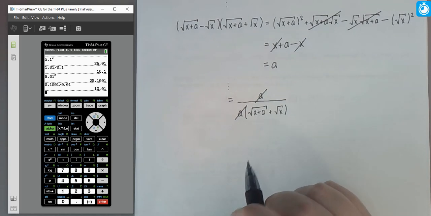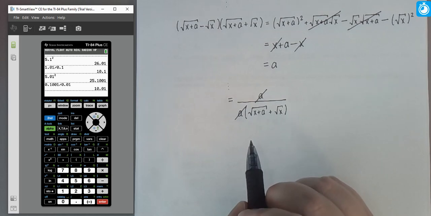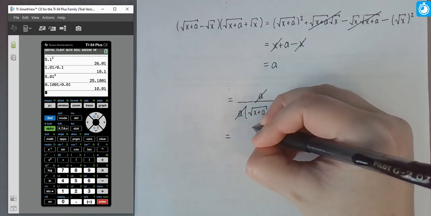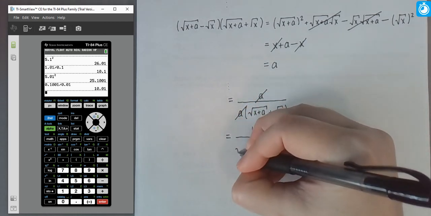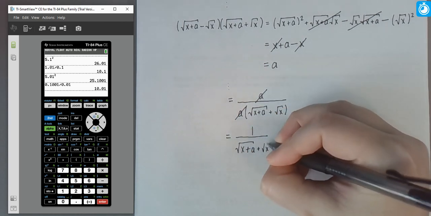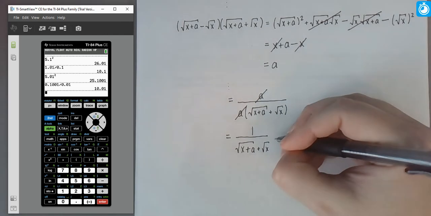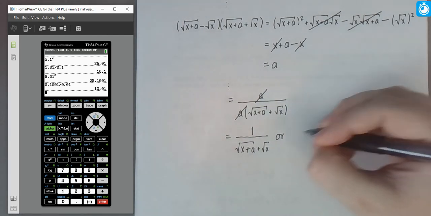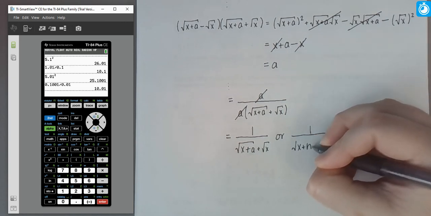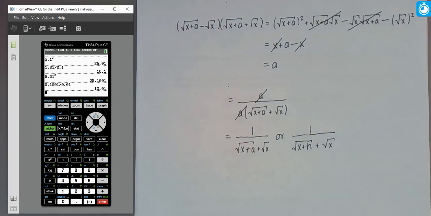What are we left with in the numerator though? Reducing is dividing. We're dividing something out. Division doesn't result in 0. Dividing something by itself results in a 1. So that means we have a 1 in the numerator. And then our denominator is going to be square root of x plus a plus square root of x. And so that's going to be fully simplified. And of course, if we want to have the h again, we can bring that back in now. So that would be 1 over the square root of x plus h plus the square root of x. That will be our difference quotient.